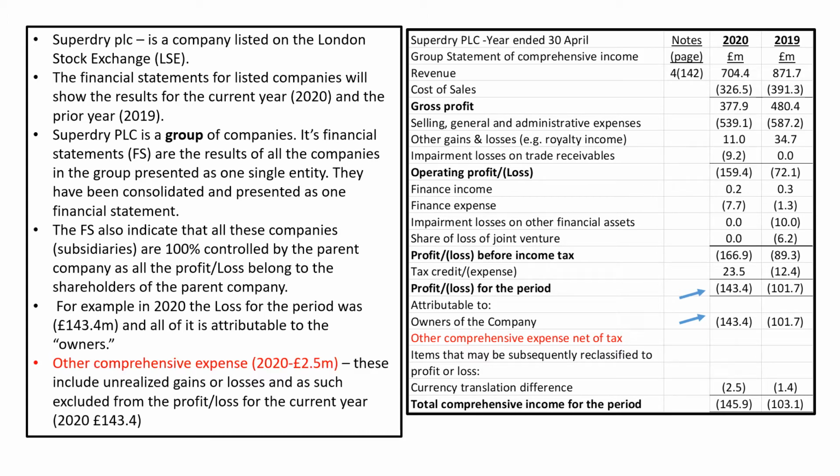The other thing that we need to look at, or perhaps understand, is what comes under other comprehensive expense. For example, in 2020, it was 2.5 million. These include unrealized gains or losses, and as such are excluded from the profit and loss for the current year, which, as you've seen again, is 143.4 million.